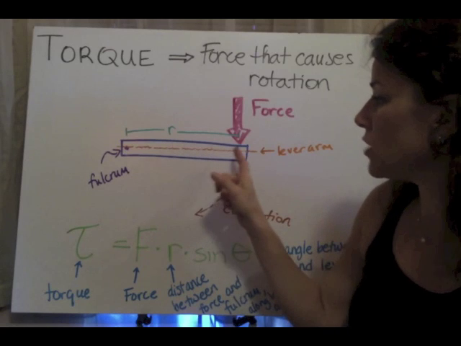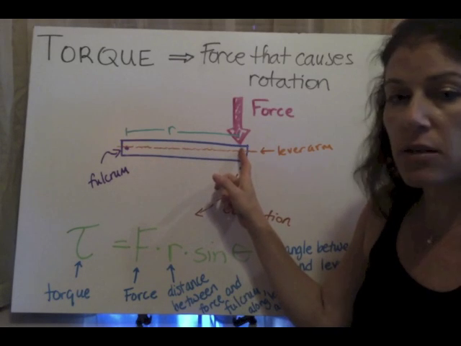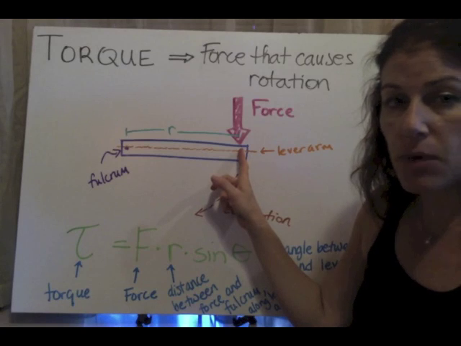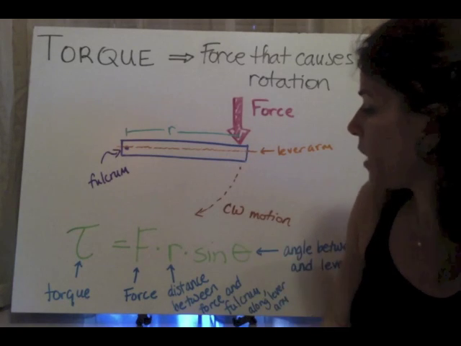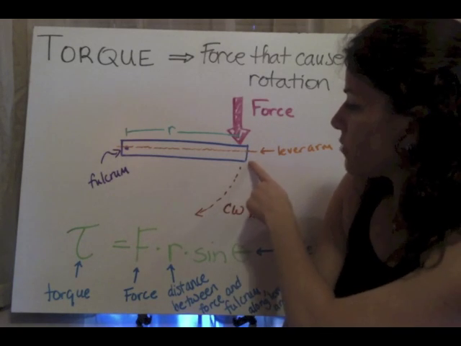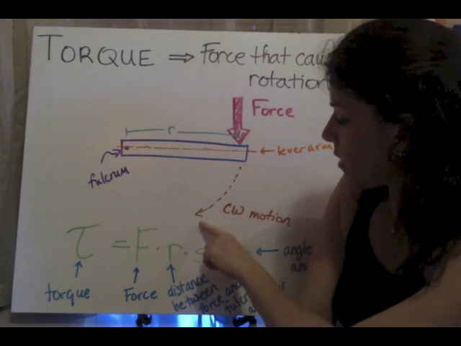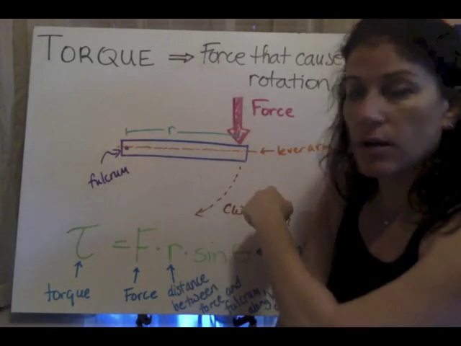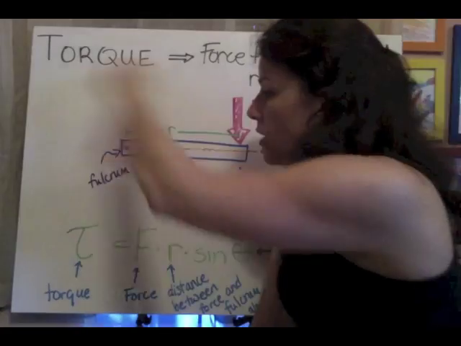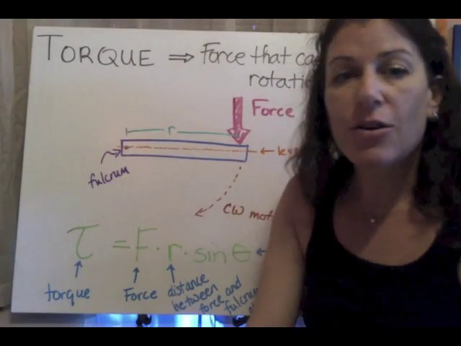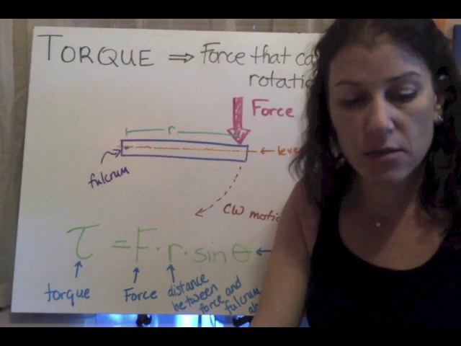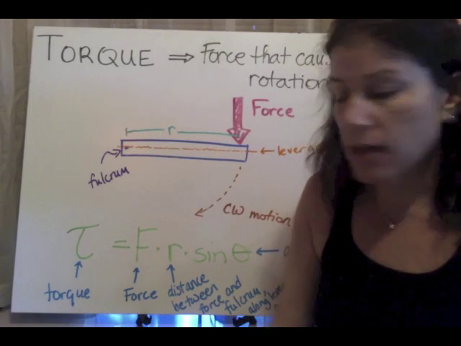If I move it to this end of the board, then I'm pushing right on the fulcrum. I'm not going to be able to get any torque. It won't rotate at all if you do that. Now, when we're talking about direction of torque, we're talking about clockwise or counterclockwise. Around the clock this way relative to the fulcrum, or around it that way. Counterclockwise is considered positive, and clockwise is considered negative.